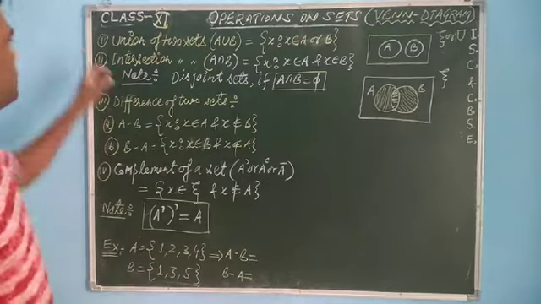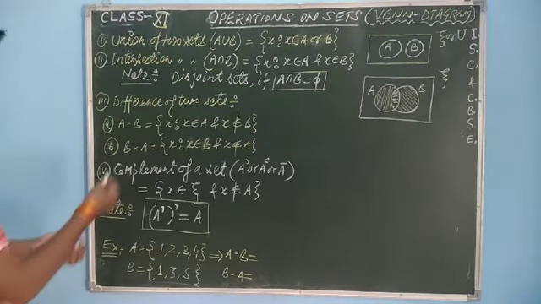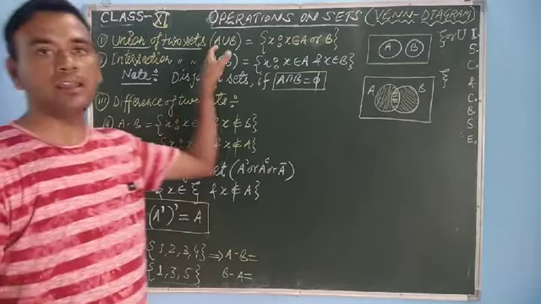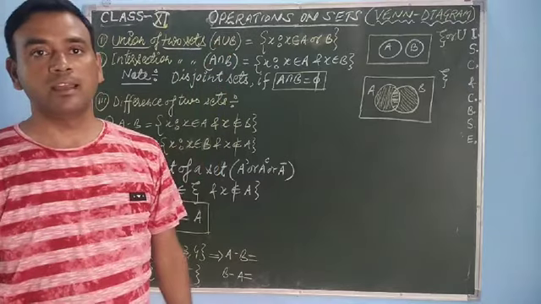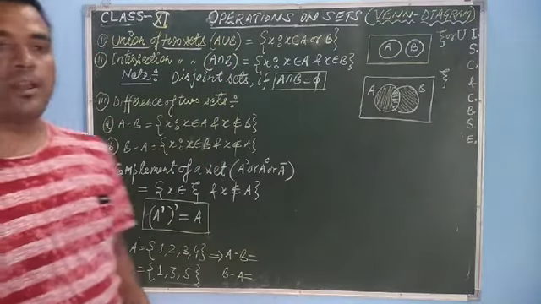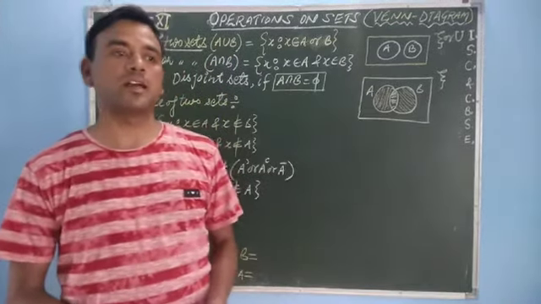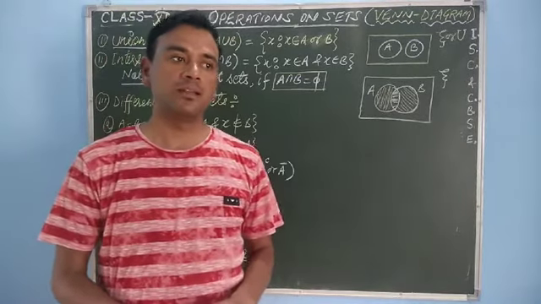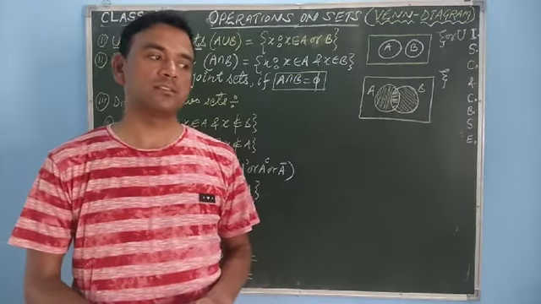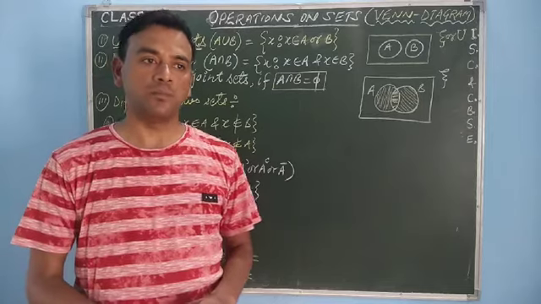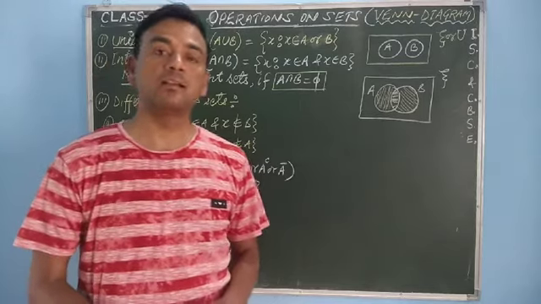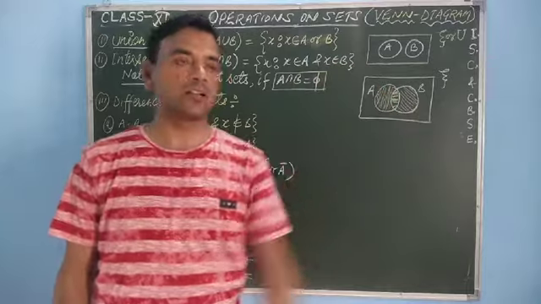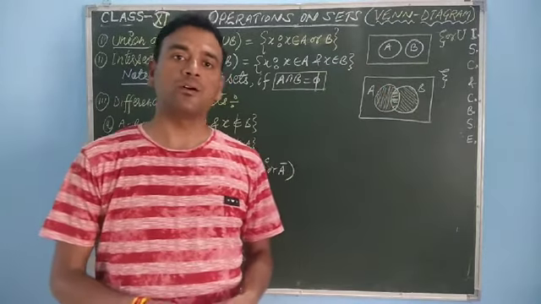So the very first operation is the union of two sets, which is represented by A union B. It means when the elements are contained by A or B or both sets A and B, then we call that A union B. It means A union B is the set in itself, the elements contained by A or B or both sets.